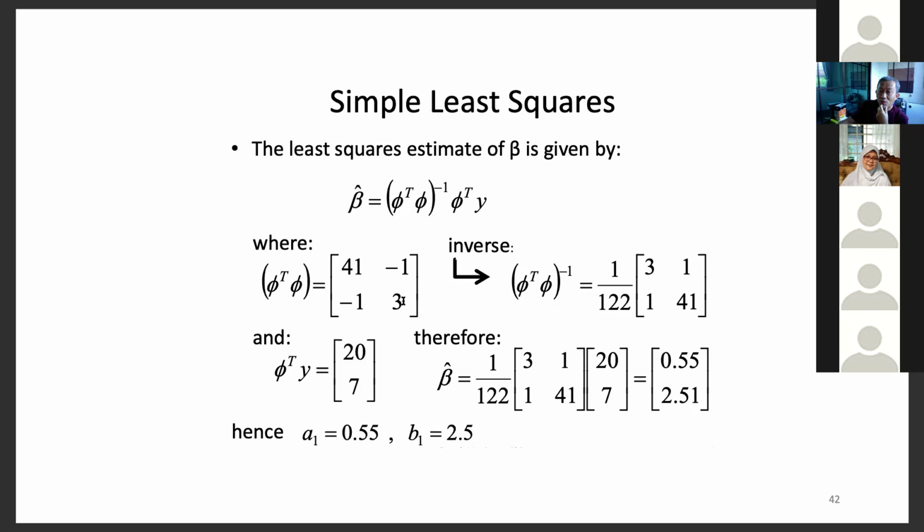For 2 by 2 it is very simple. You don't have to use a calculator. You just take these numbers 3 and 41, change the position. 3 goes to 41, 41 goes to 3, and then you negate the other side, minus 1 and minus 1. So negative negative 1 becomes positive 1, positive 1. Then you can find phi transpose y, and then you multiply together, so you will get the value, which is 0.55 and 2.55.